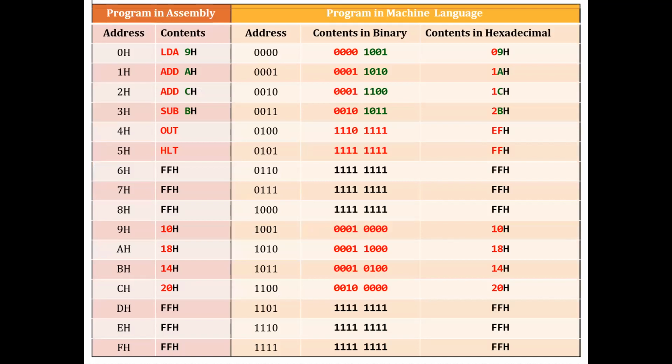Now here is the table of how the program is in assembly. In address 0h, the content is LDA 9h. This is an example of programming in machine language.